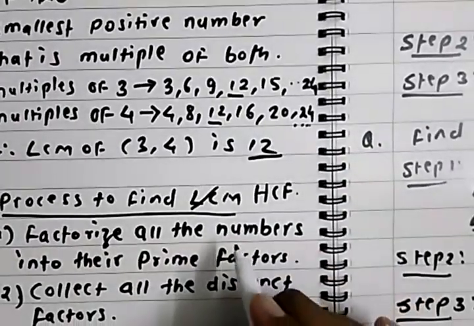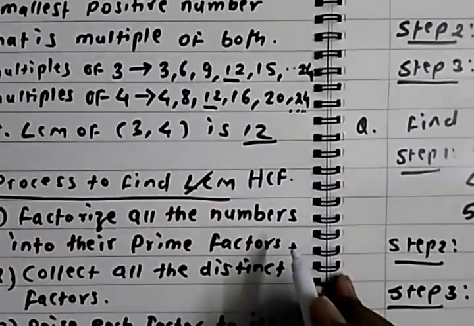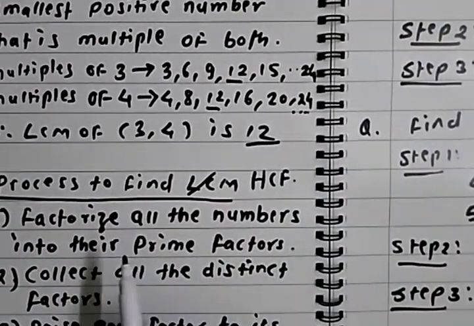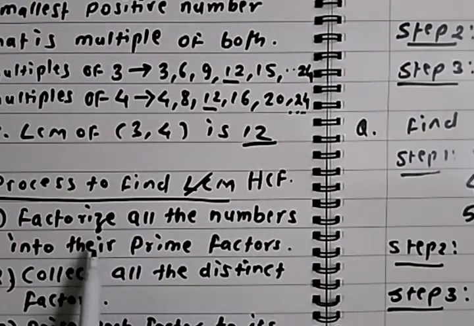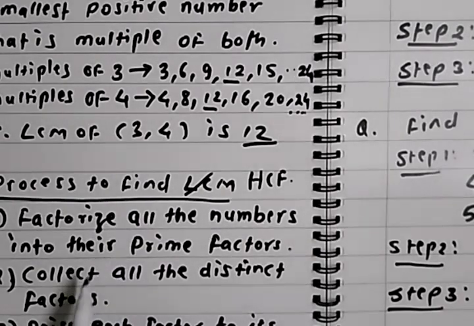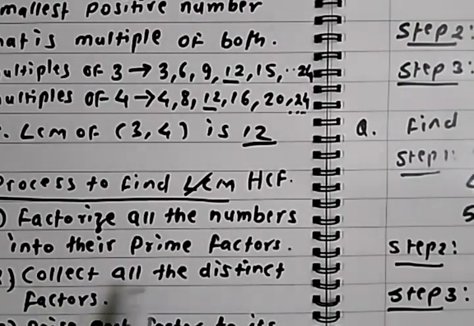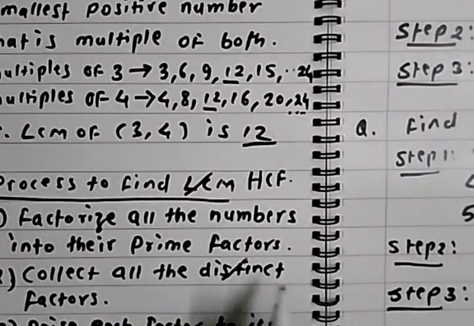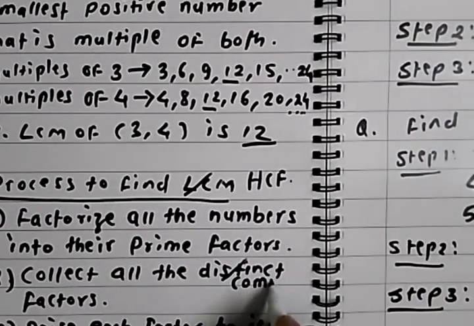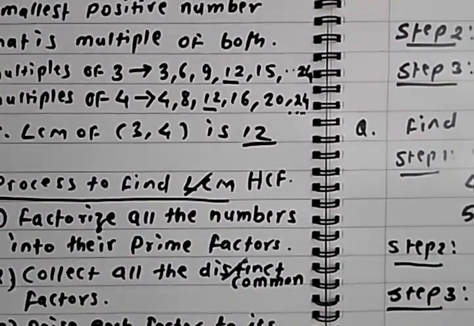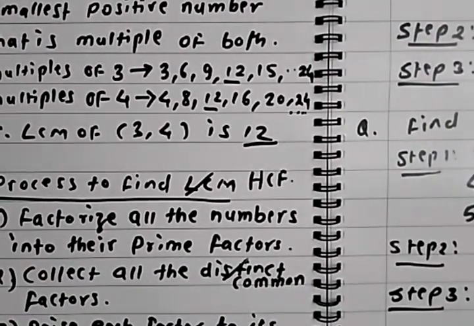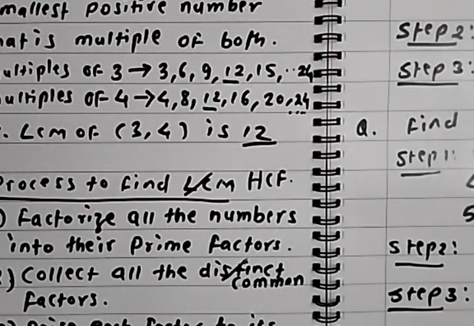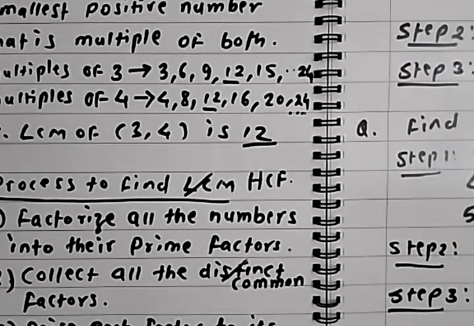It's similar to the process to find the LCM with few changes. Factorize, step number 1 is again the same. Factorize all the numbers into their prime factors. Step number 2 says collect all the now not distinct but common factors. And step number 3 says raise each factor to its minimum available power. Right? So now not the maximum available power but the minimum available power.